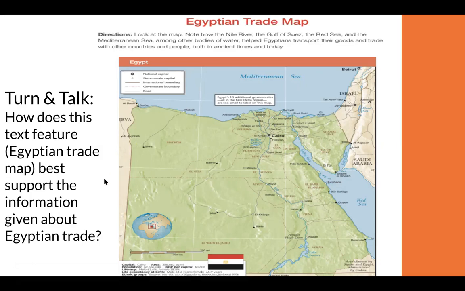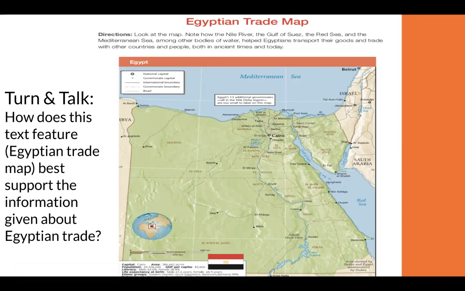And let's look at this map. And I want you to turn and talk. Talk about how does this text feature of this Egyptian trade map best support the information given about Egyptian trade? You can pause this video, think about it, and talk to someone next to you about it.